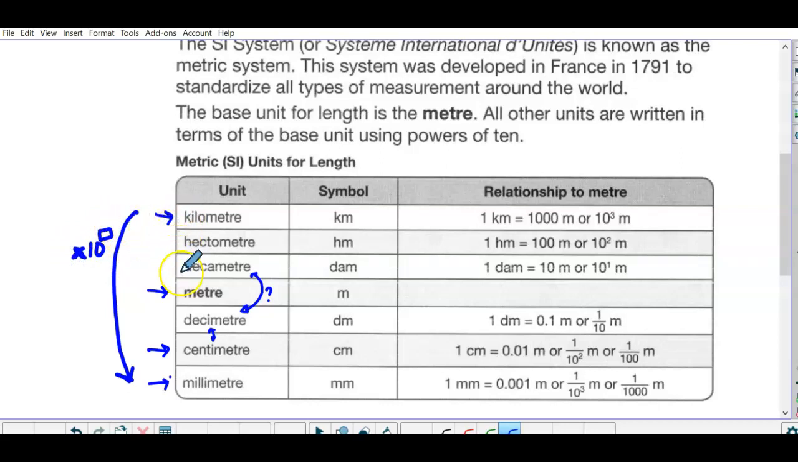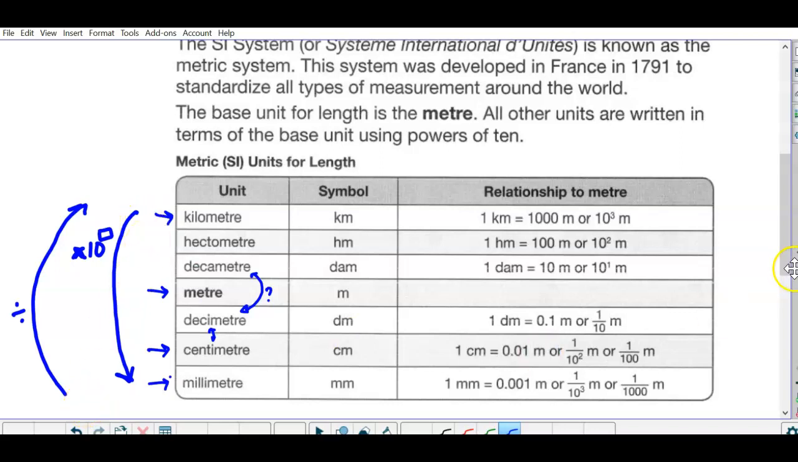Each line in this chart represents a power of 10. So if I go down one line, I multiply by 10. If I'm going down three lines, I'm going to multiply by 1,000, 10 cubed. Here, from a meter to a millimeter, 10 cubed. Okay? If I'm going upwards, then I would be dividing by a power of 10.